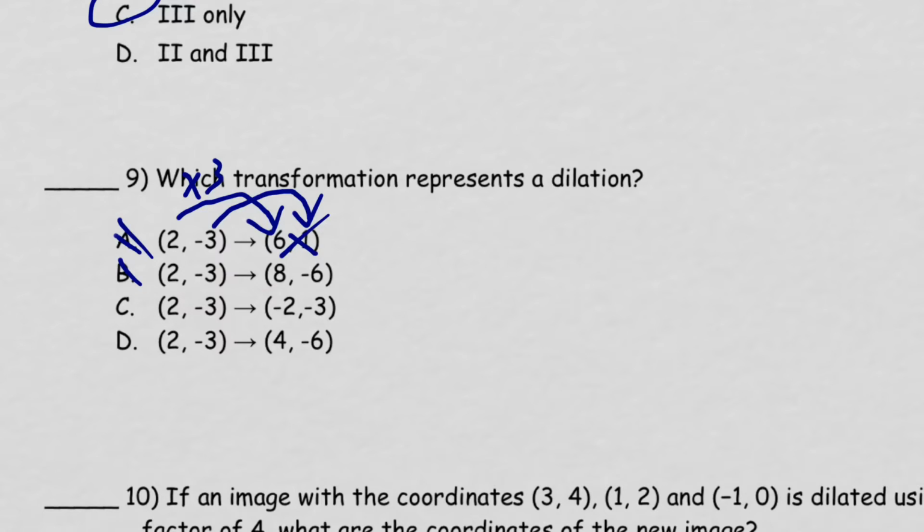Oh, there we go. So let's check out D. 2 times 2 would give us 4. So will negative 3 times 2 give us negative 6? Yes, we have to multiply them both by 2. So the answer is going to be D.